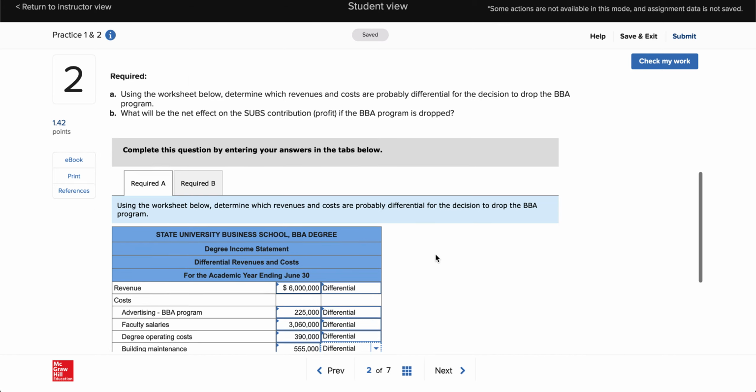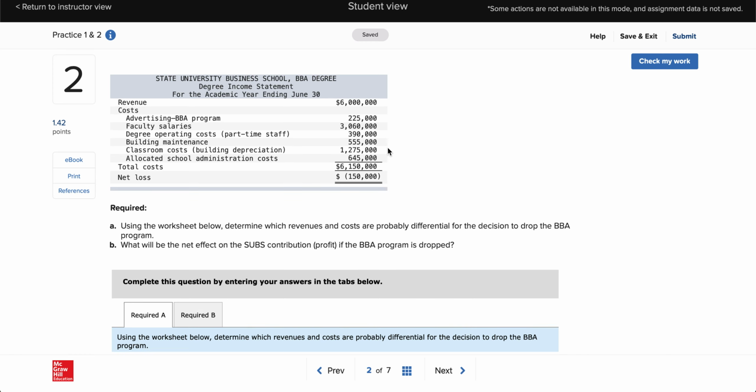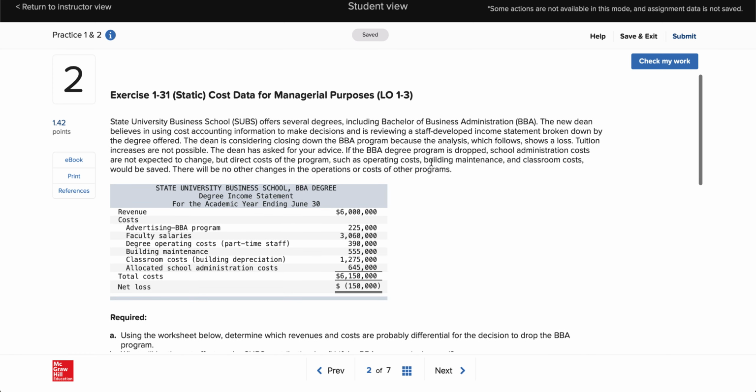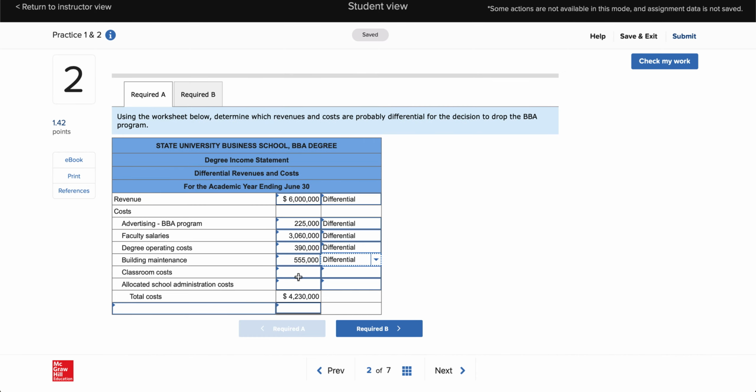The classroom cost. This is listed at $1,275,000. Again, we're looking for information up here. They indicate that that is one of those direct costs, which means that it directly relates to the program and it will be eliminated if we eliminate the program.